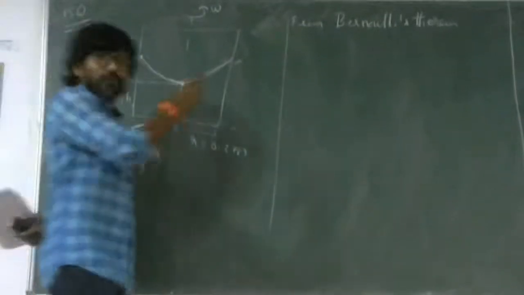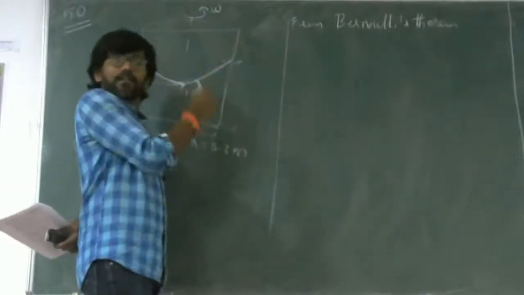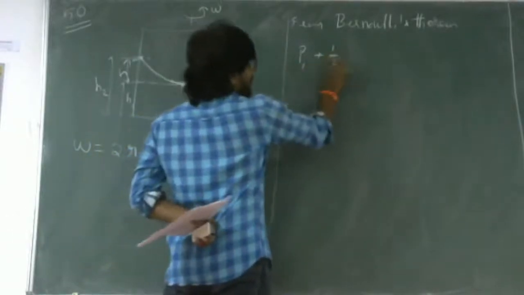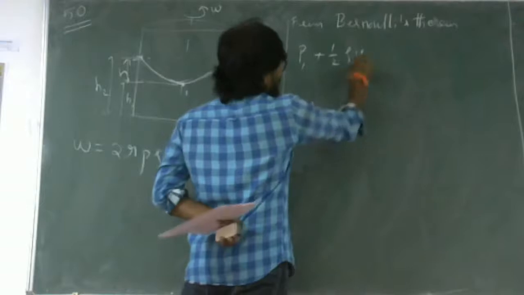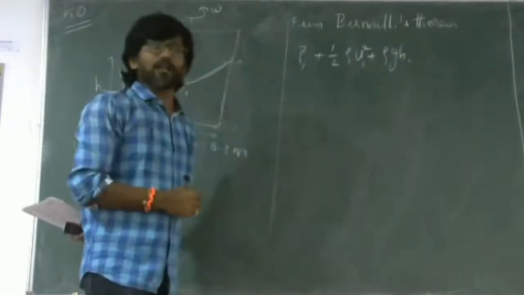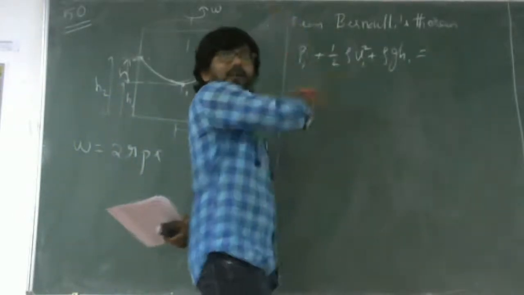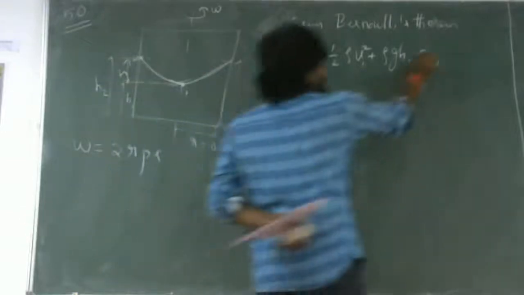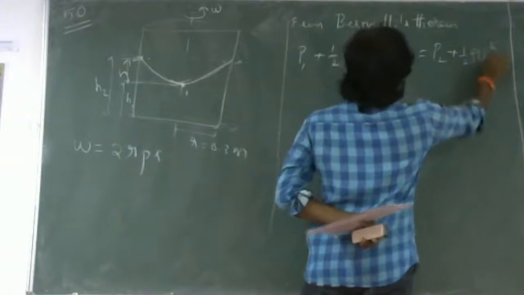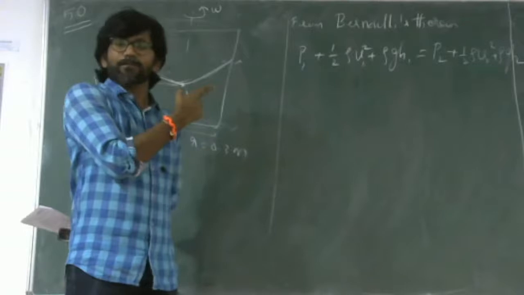So to find this, we have to use Bernoulli's theorem. According to Bernoulli's theorem, at the first point, the total energy of the liquid in rotation is nothing but the pressure at the first point plus the kinetic energy, half rho v1 square, plus rho g h1. This is equal to a constant, which means it is equal to the sum of these energies at point 2. So it is equal to the pressure at the second point plus half rho v2 square plus rho g h2. Is it clear?